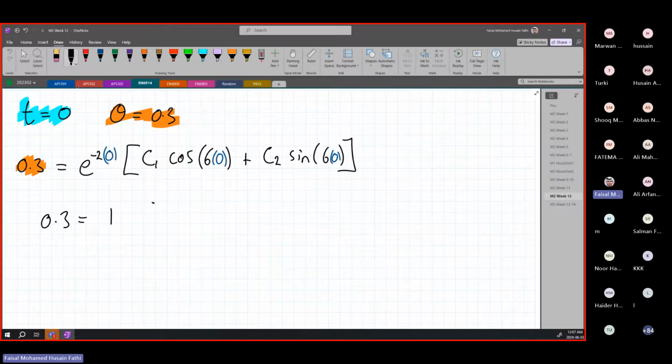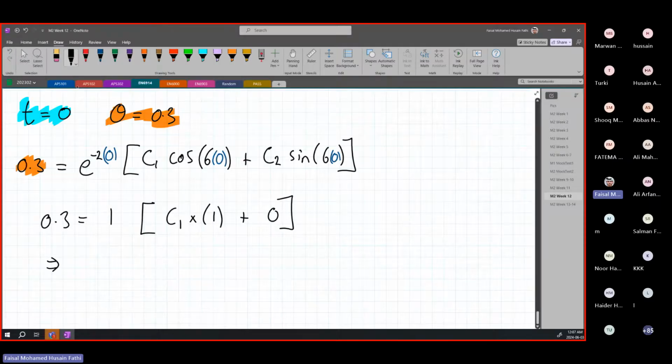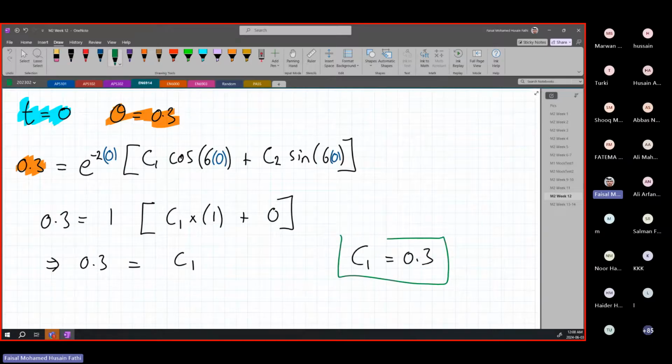All right? C1 is our constant times cosine of 0 is 1. 6 times 0 is 0. Cosine of 0 is 1. Plus C2 times sine of 0 is 0. So here directly we can find that C1 value. So 0.3 is equal to C1. 1 times C1 times 1 is just C1. So now we have found our first value. C1 is equal to 0.3 using the first equation.